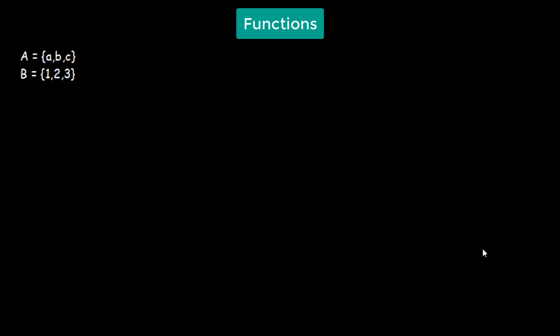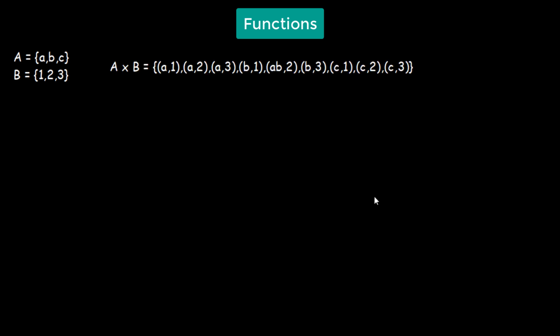Let us consider two non-empty sets A and B. Set A contains the elements a, b and c, while set B contains the elements 1, 2 and 3. We're going to find the Cartesian product of A and B, and that should give 9 ordered pairs.